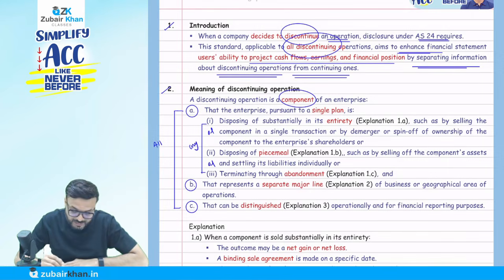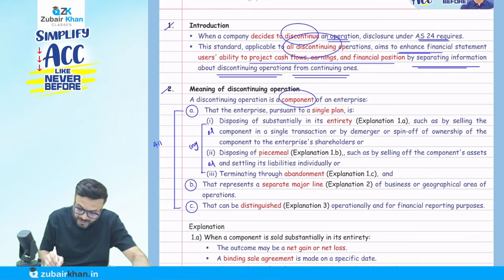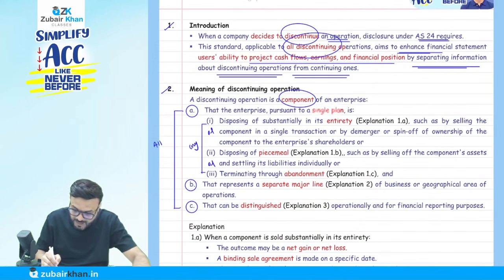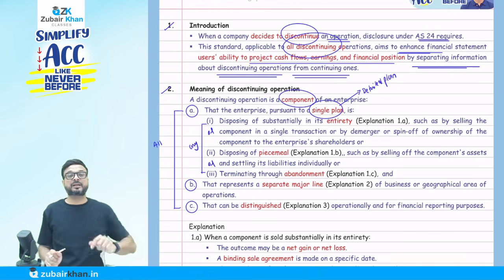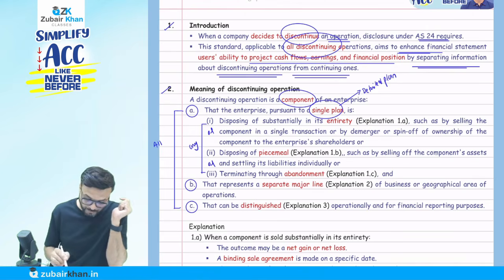Okay. So they say a discontinuing operation is a component of an enterprise that the enterprise pursues under a single plan. What do we mean by a single plan? A single plan means a detailed plan that they have to discontinue the operation. Let me write it down: a detailed plan that they have. So the enterprise pursues a single plan, a detailed plan, of disposing of it substantially in its entirety.